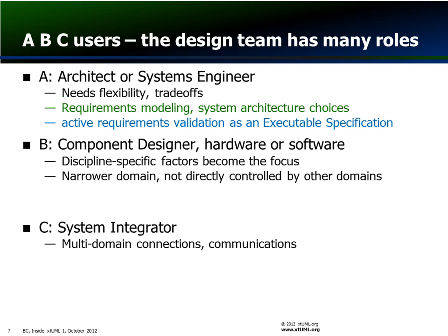Our architect or systems engineer starts out with requirements. If we can provide solutions enabling requirements modeling, then it becomes practical to start in an environment, look at choices, trade-offs, try out alternatives, and see what's going on. And in the course of this session, we'll look at active requirements validation by building an executable specification and understanding how that can be applied to enabling those choices to be made.